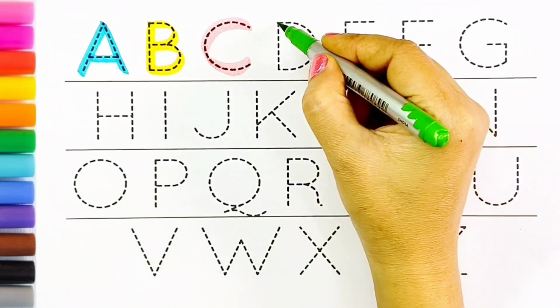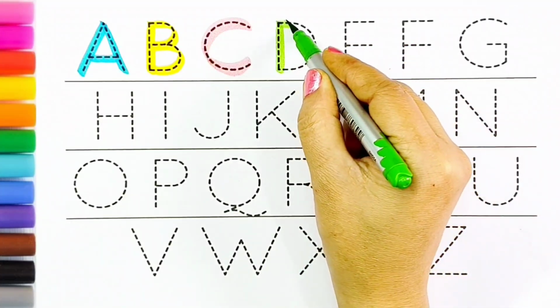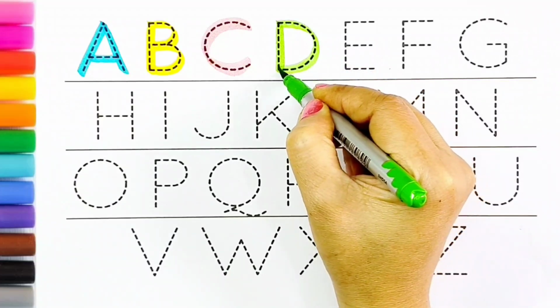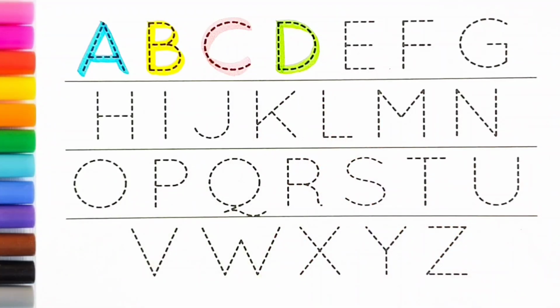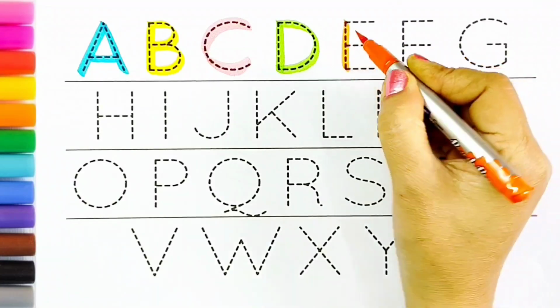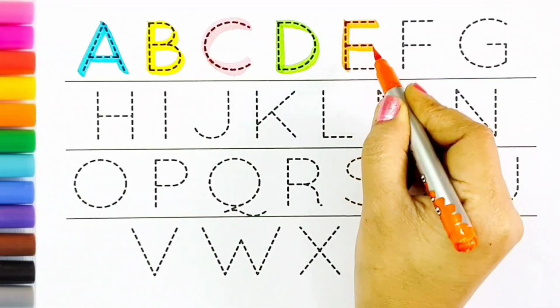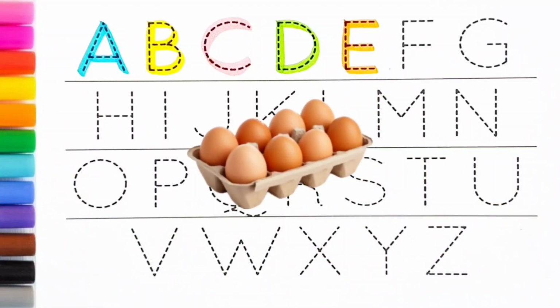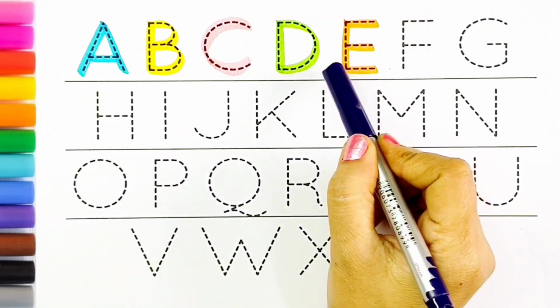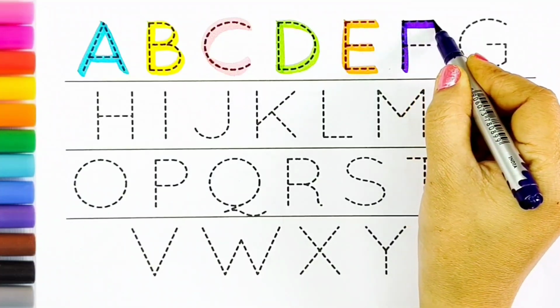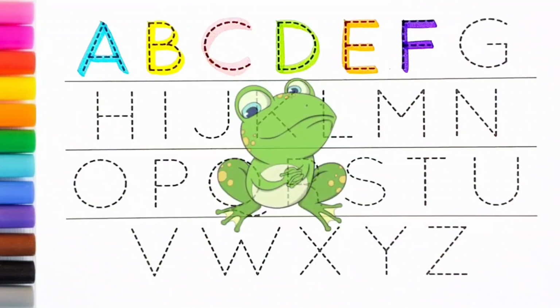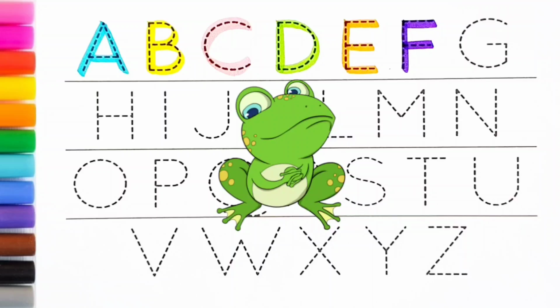Light green color. D. D for dog. Orange color. E. E for egg. Purple color. F. F for frog.